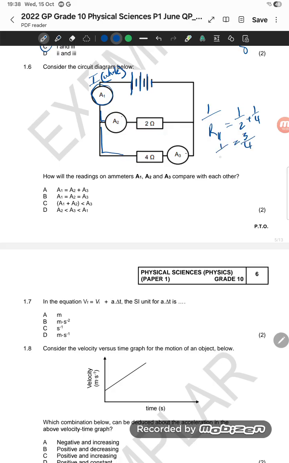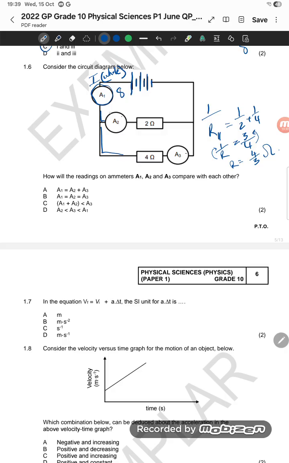But you're not done yet, because you need to take the reciprocal. So we're going to say R is going to be 4 over 3 ohms. Okay, cool. So that's in parallel. And A2, now the current splits.